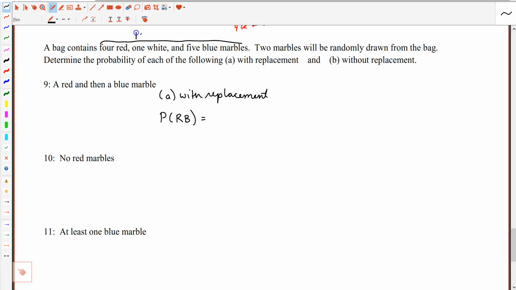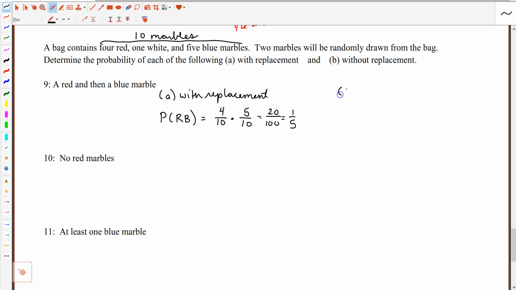Alright, so what's the probability that the first marble we pull is a red marble? Well, out of the 10 marbles, there are 4 of them that are red. Alright, so we pull the red marble out, and then we're going to replace it in the bag. Now let's go to the second stage. What's the probability that the second marble is blue? Well, at this point in time, there are still 10 marbles in the bag since we replaced that first marble, and then 5 of them are blue. So the probability that the first one is red and then the second one is blue will be 20 out of 100, which simplifies to 1/5.